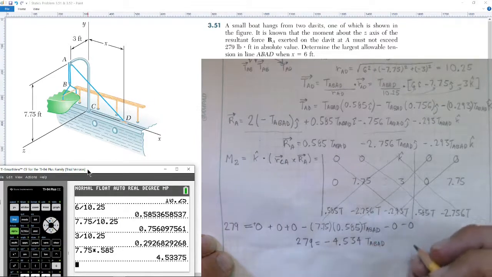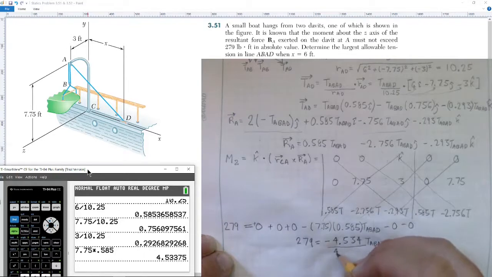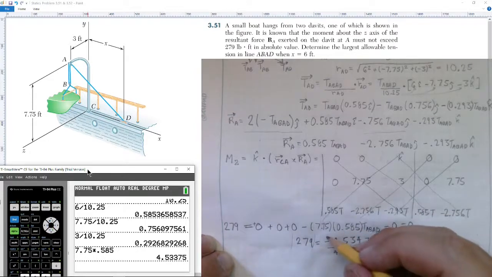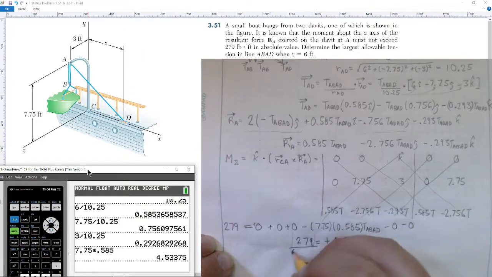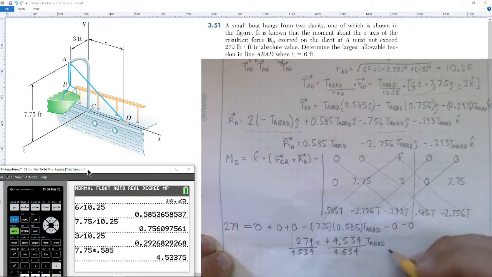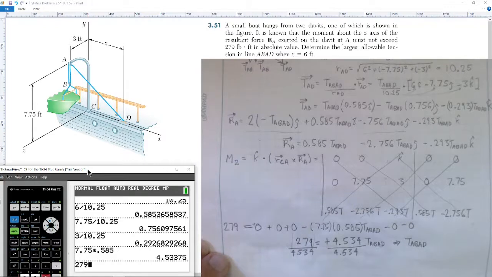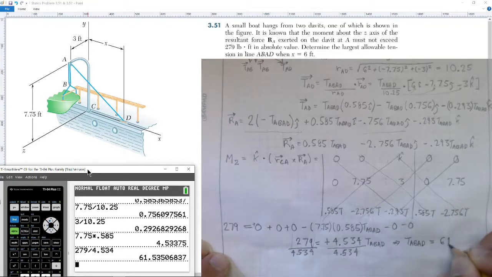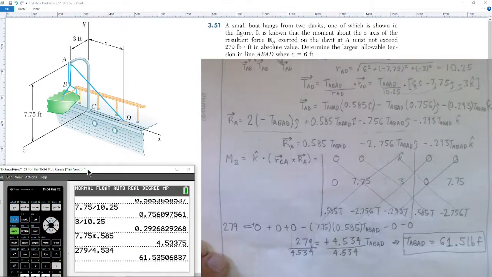So we divide this in absolute value. It would tell us that tension AB, AD, if we divide by the 4.534, again, this absolute value tells us we can ignore this negative sign. This tells us that tension AB, AD, if we divide this 279 by 4.534 gives us a tension value equal to 61.5 pounds of force. So here's our answer for our tension value, number 51, chapter 3, 61.5 pounds of force.